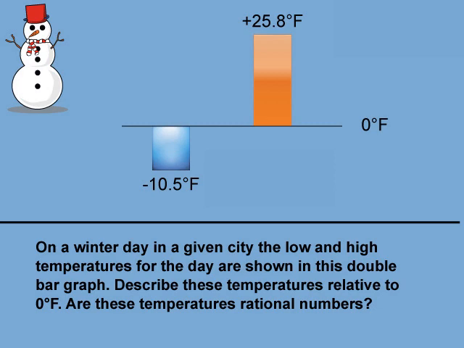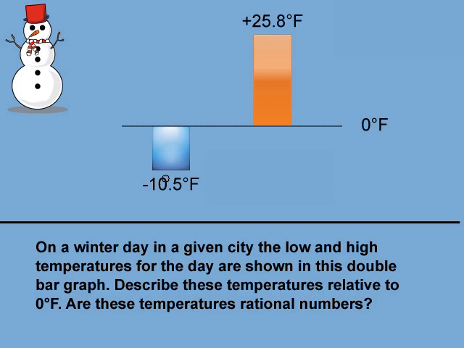On a winter day in a given city, the low and high temperatures for the day are shown in this double bar graph. Describe these temperatures relative to 0 degrees Fahrenheit. Are these temperatures rational numbers? Another way to express rational numbers are as decimals. The data shown in this graph shows values to the tens place.